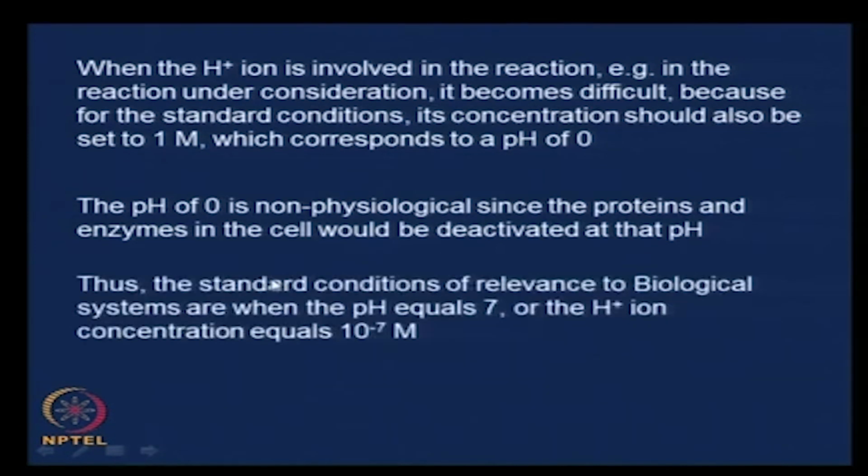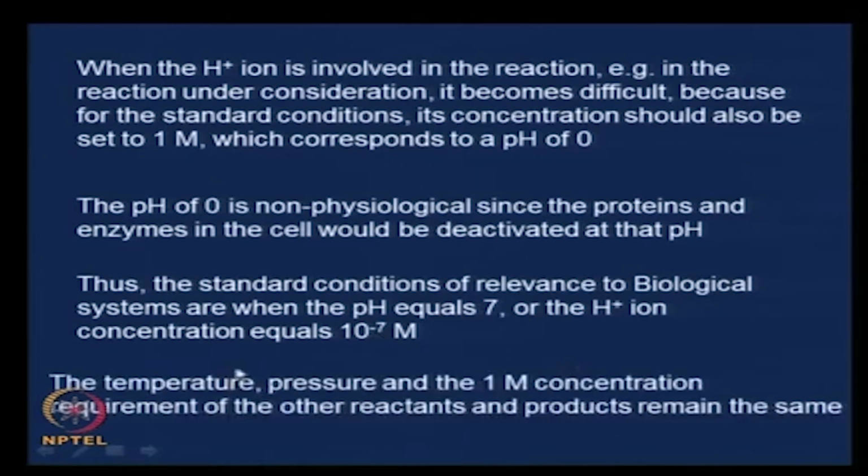And therefore people came up with a different set of standard conditions of relevance to biological systems, and that is the pH is taken to be equal to 7, or the hydrogen ion concentration is taken to be equal to 10 power minus 7 molar. Whereas the other standard conditions, the temperature 25 degrees C, pressure 1 atmosphere, and the 1 molar concentration requirement for all the other reactants and products remain the same. I hope you recall this now.